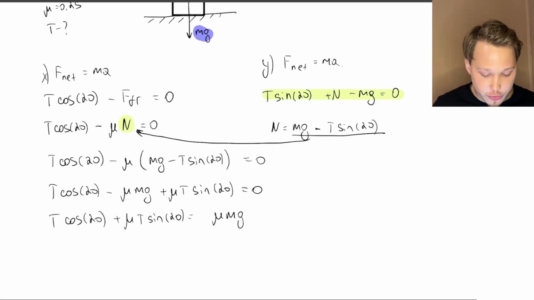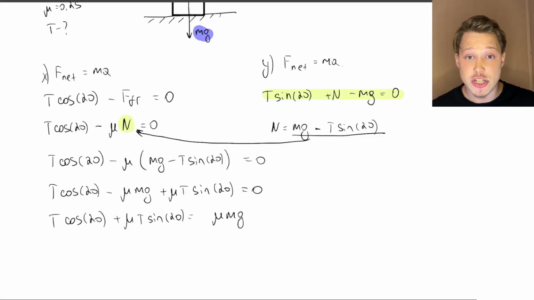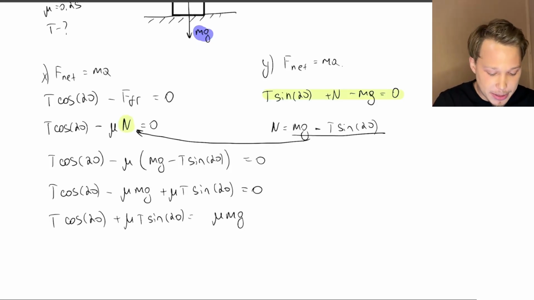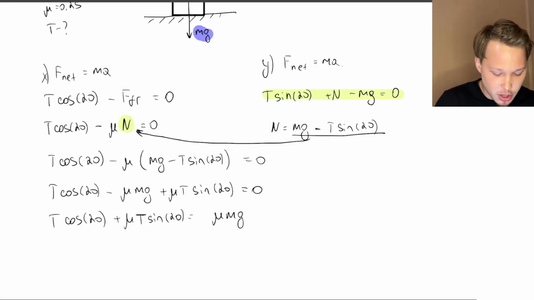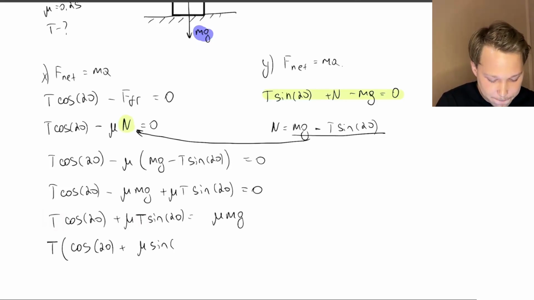And if all of these letters are giving you a lot of stress, what you can do is plug in the numbers. So you can plug in for everything except T here and just solve it in terms of T, right? So that one might be easier. However, I do advise to get used to seeing the variables, because most of us physicists love our variables. So I will factor out T from here. So it'll be cosine of 20 plus mu sine 20 is equal to mu mg.